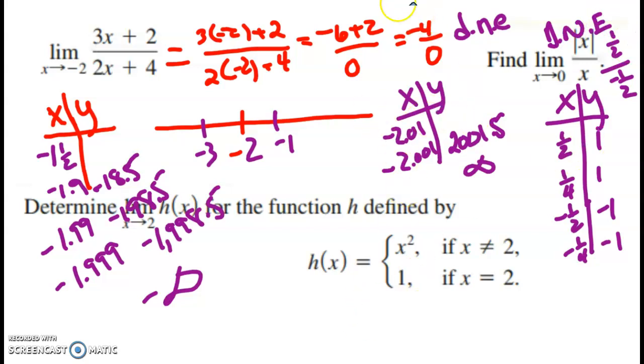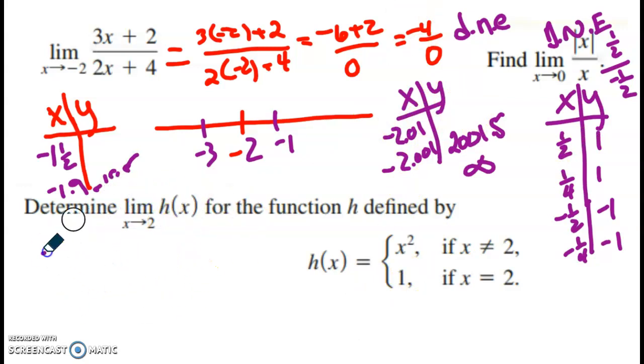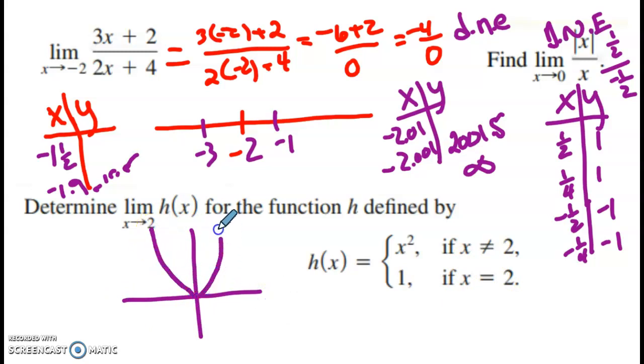Okay, let's check this example out. Determine the limit as x approaches 2 here. This is a split function, or a piecewise function. It's a function defined in pieces. And it's telling me that I'm x squared when x doesn't equal 2, but when x equals 2, it's 1. Okay, so we know what x squared looks like. At 2 squared, I'm usually 4, but it's saying no, it's not going to be 4.